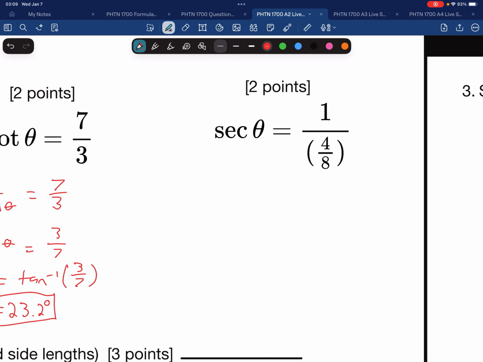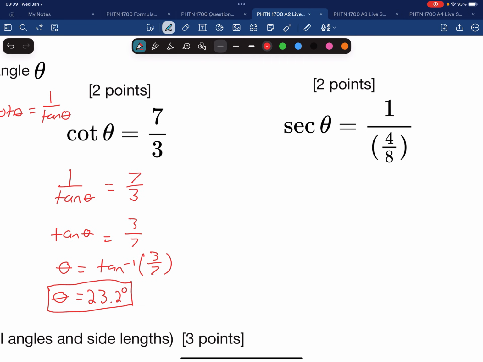For the last one over here, the secant of theta is equal to 1 over 4/8. So I'm going to deal with this right-hand side first, simplify that a little bit. 4 divided by 8, well, that's just 0.5. And 1 divided by 0.5, well, that's just 2.